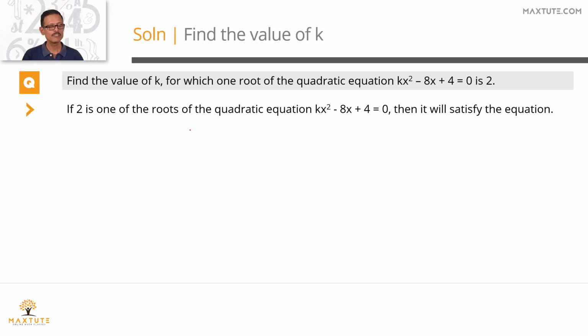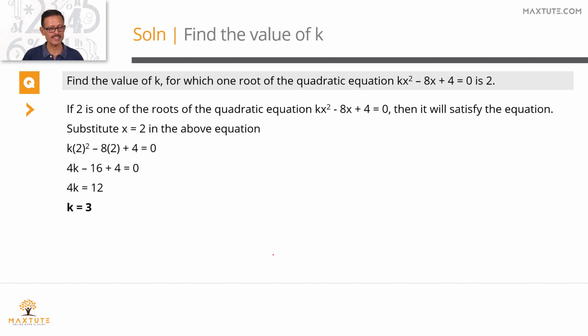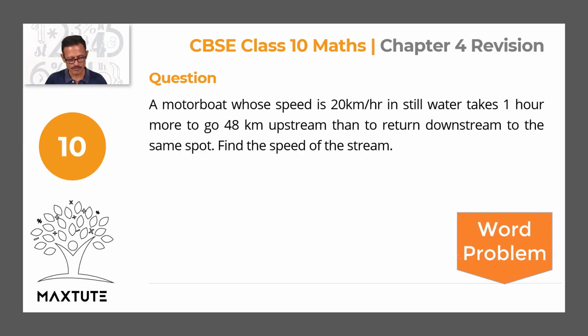Summarize it in a printed form. 2 is one of the roots. Then substituting it will satisfy the equation. So replace x with 2 in the equation. What we get is basically this. It's 4k minus 12 equals 0 or k is equal to 3. Let's move on further. Here are what I call the word problems.